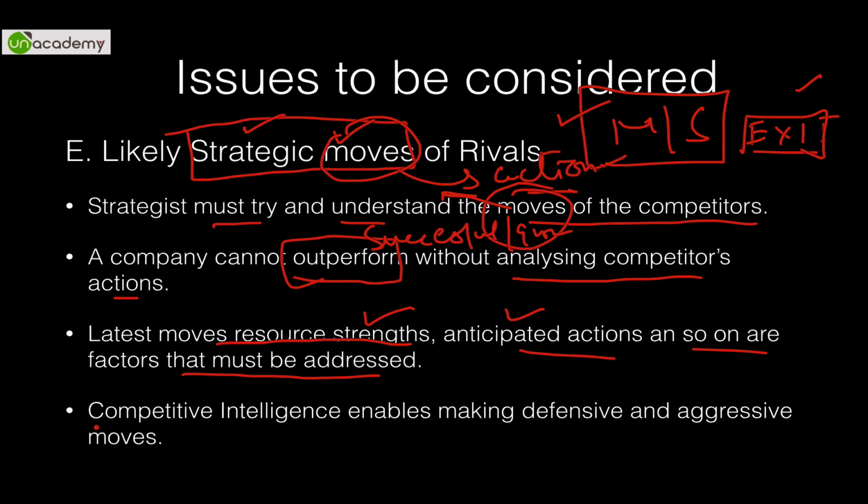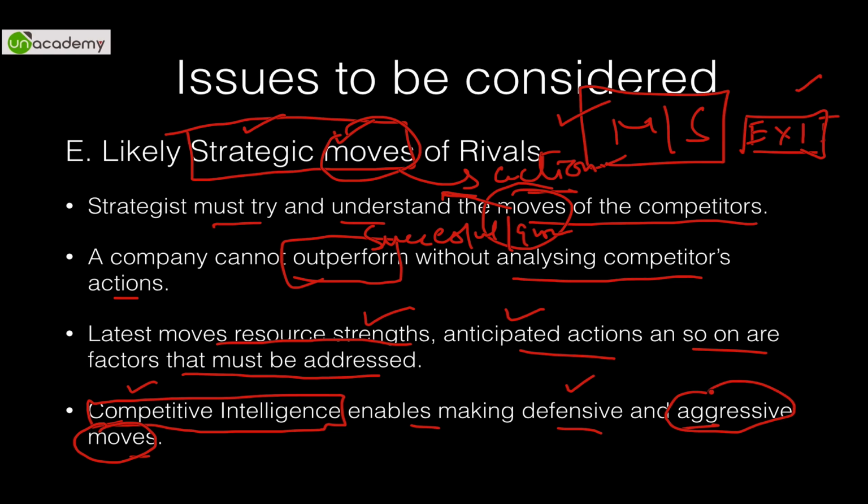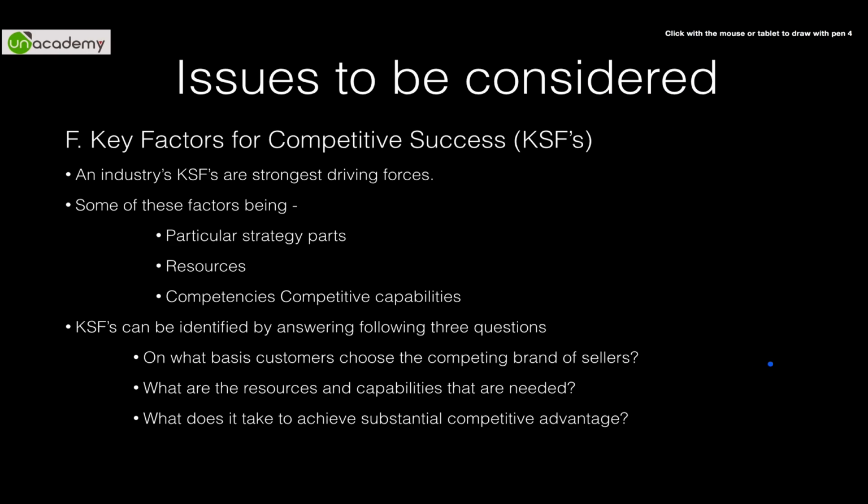This is what we know as competitive intelligence. If one has competitive intelligence, it will enable him to make defensive and aggressive moves, or his own actions would be based on the competition. So it may be defensive, that he might defend himself from any anticipated changes, or it may be aggressive. He might aggressively market his own product considering something that has been done by the competitor. This can only be done if these issues are considered.